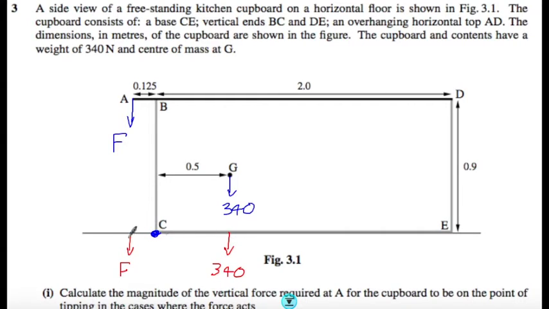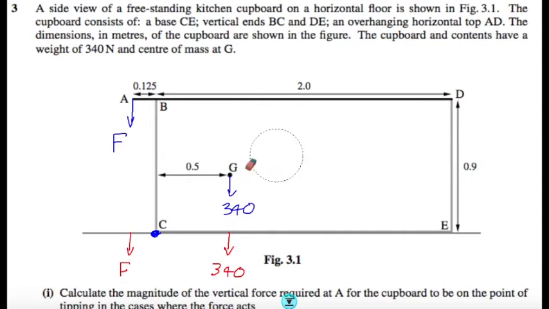So on the point of tipping, the moments of these two will be equal. In other words, 340 times 0.5 has got to equal 0.125F. So 340 divided by 2 is 170. So I'm going to do 170 divided by 0.125 to get 1,360 newtons. Okay, so that's part A.